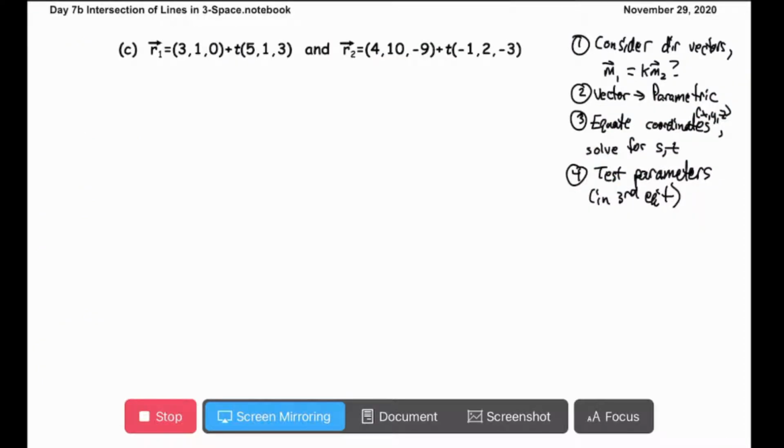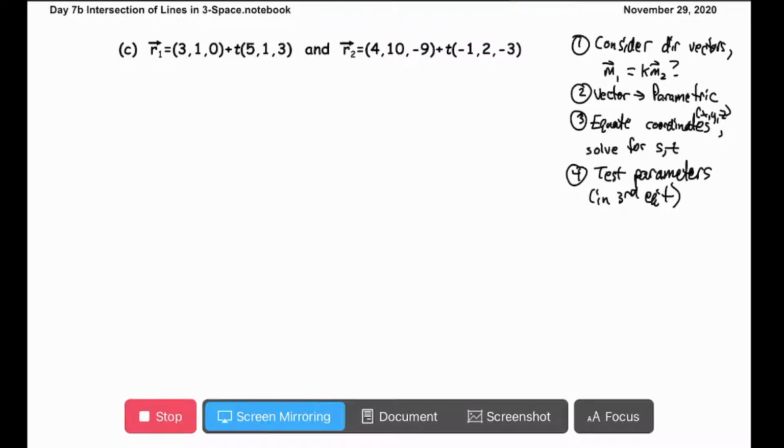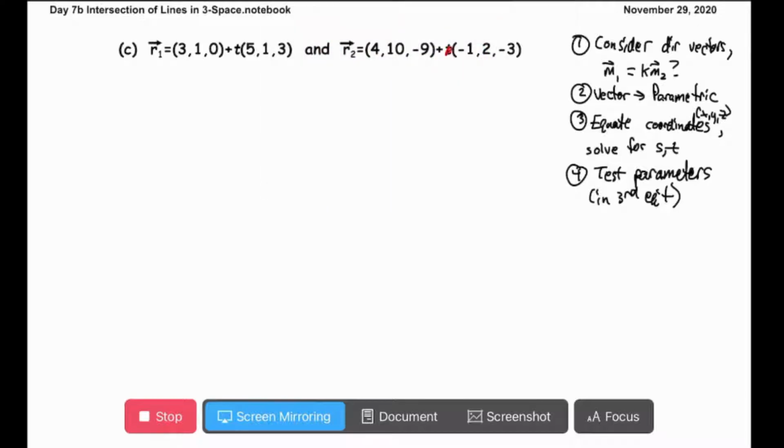On to our third example. Once again, we're asked to check for the intersection of these lines. What do we know about them? And as well, we're going to change our parameter s, and don't forget to define that these are both elements of the real numbers. All right, let's start by considering our direction vectors.